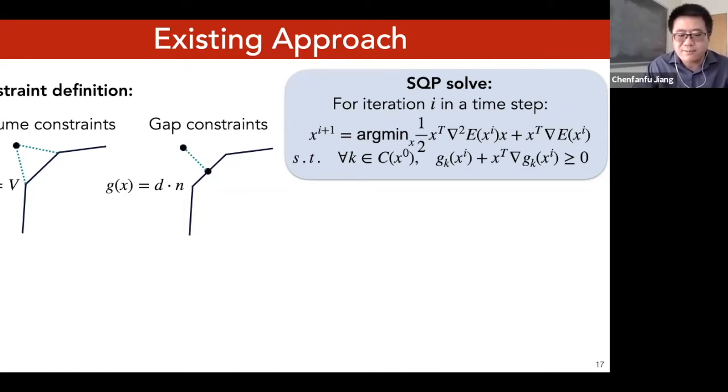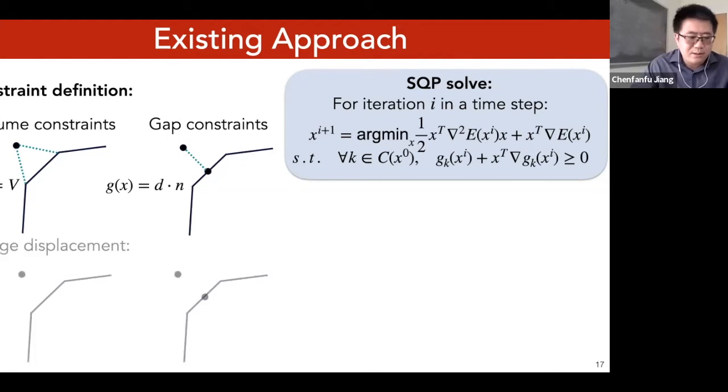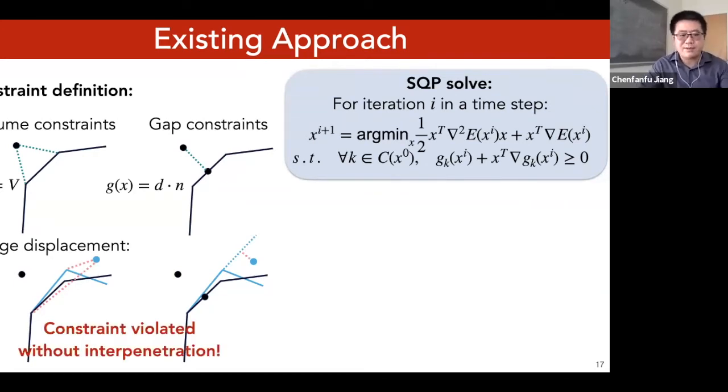But even if it's converged, these constraint definitions really rely on small displacement. When the displacement is large, like the two examples here, even though things are not colliding, the constraints are still violated. So together with the constraint linearization, the solver becomes even more inaccurate. And sometimes in practice, things are over-constrained and you get locking, and some other times penetration still happens easily, even though the constraint is satisfied.